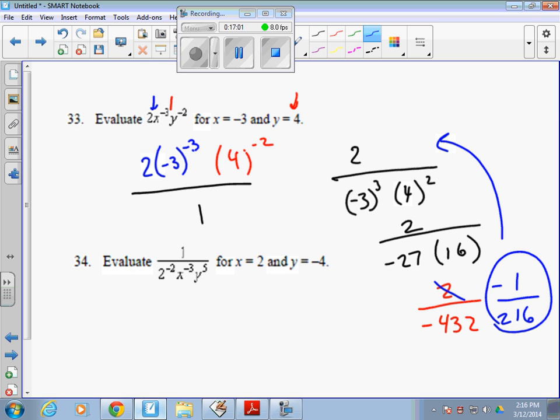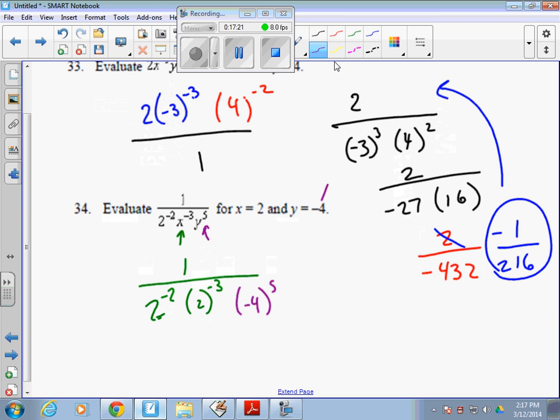We could do the same thing with the next one. You have values for x and y. In place of x, we'll plug in 2. So we have 1 over 2 to the negative 2. X's value is 2 to the negative 3. And in place of y, we'll plug in negative 4. So times negative 4 to the 5th.